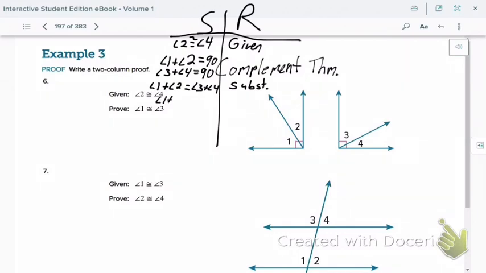If angle 2 is congruent to angle 4, in place of angle 2, I could put angle 4. Now I could subtract them. So I do a substitution again, then I can subtract them. So you guys were just a little bit ahead of yourself. I got to make sure angle 4 cancels out when I subtract. So now I have it. Angle 1 will be equal to, or congruent to, angle 3. I'm done.